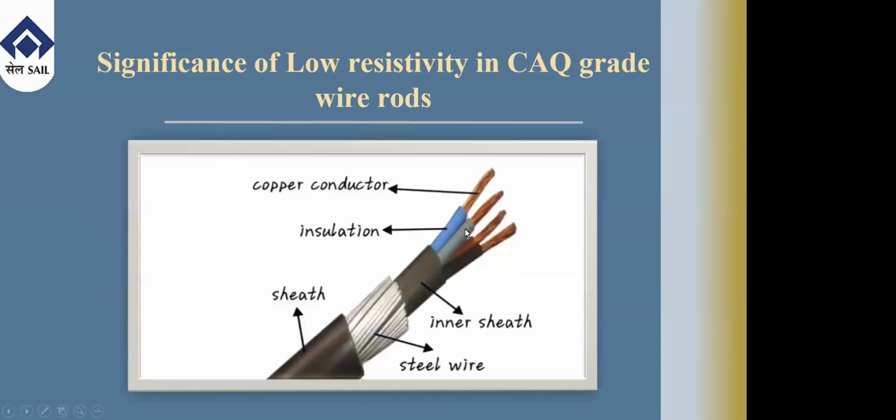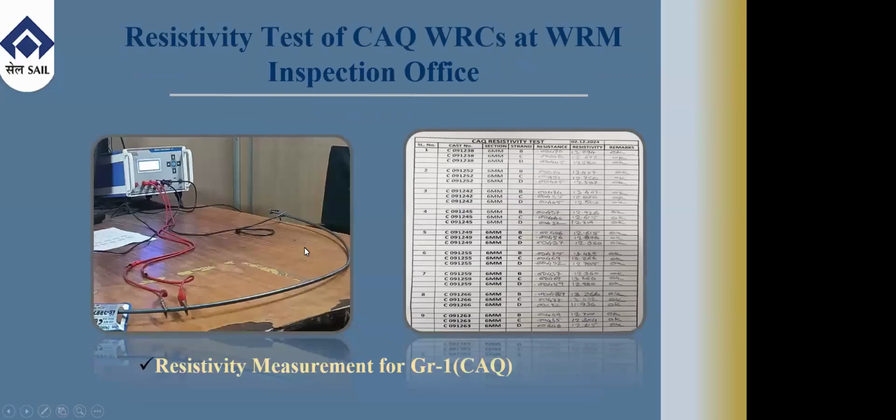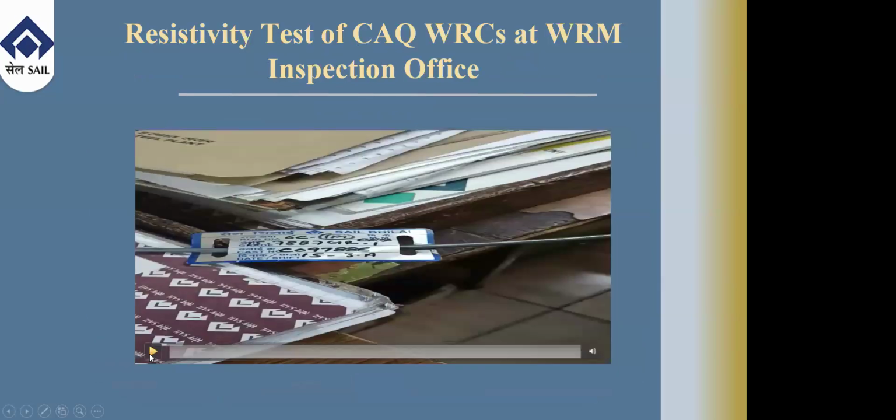As you can see from the picture, these are copper and aluminum wires, and based on that, a steel wire sheath is installed. And in our wire rod mill, we are measuring the resistivity. For this we are using a resistivity measurement instrument, where two probes are visible, as you can see from the picture. A video is also there if you want to see.